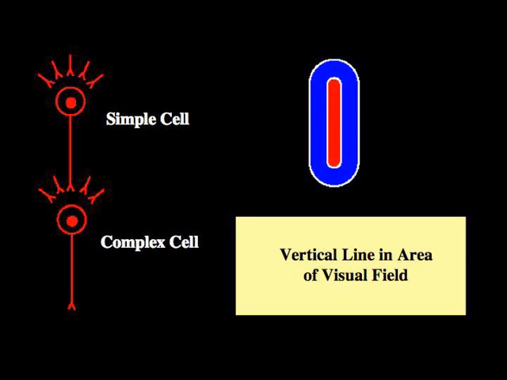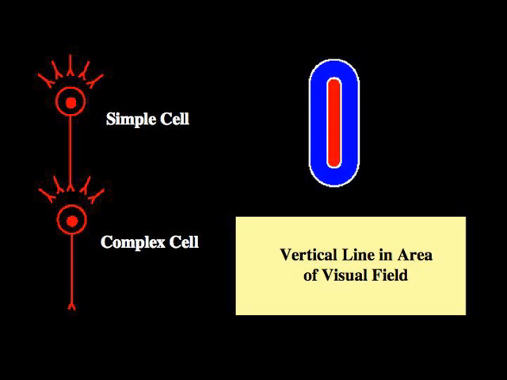The complex cell, the next cell in the pathway, takes information from a number of simple cells. But this time it's an OR function. So when you add together all those vertical lines in a slightly different place with an OR, so that if any simple cell attached to that complex cell is stimulated, then that complex cell is stimulated, you end up with a vertical line in a particular area of the visual field.